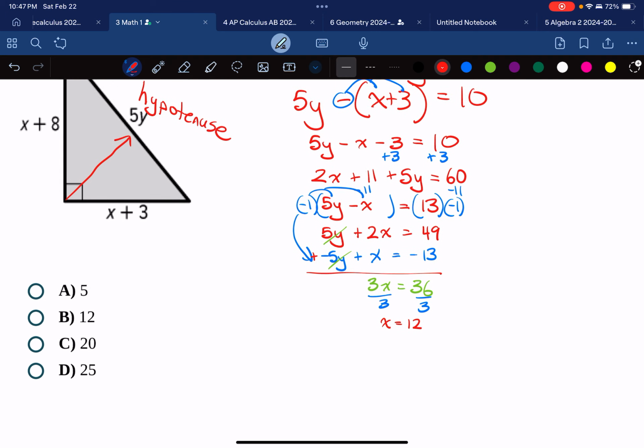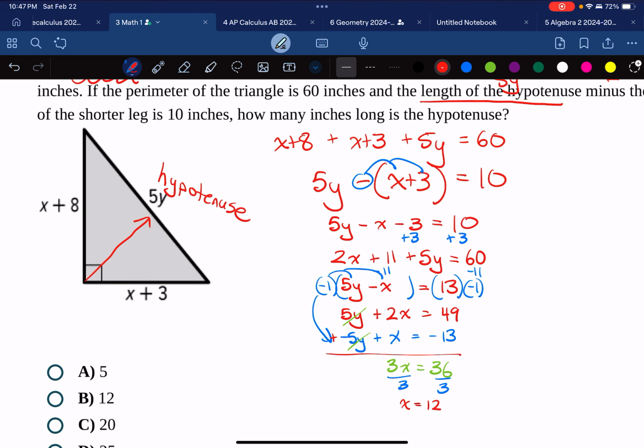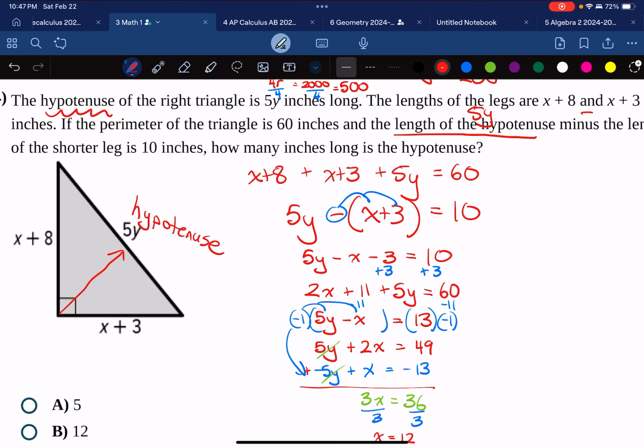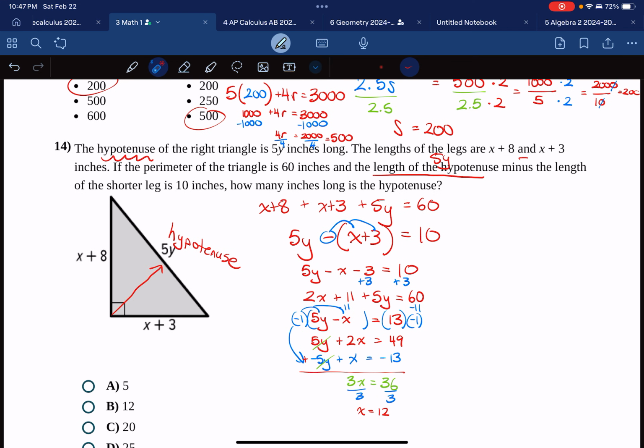Whew, okay. Oh, what am I trying to solve for? I got x equals 12. What does that mean? How many inches long is the hypotenuse? Dang it. Okay, the hypotenuse is a length of 5y, which means we need to solve for y because we're trying to solve for the hypotenuse. This x equals 12 is not the answer, but it's going to help us, right?